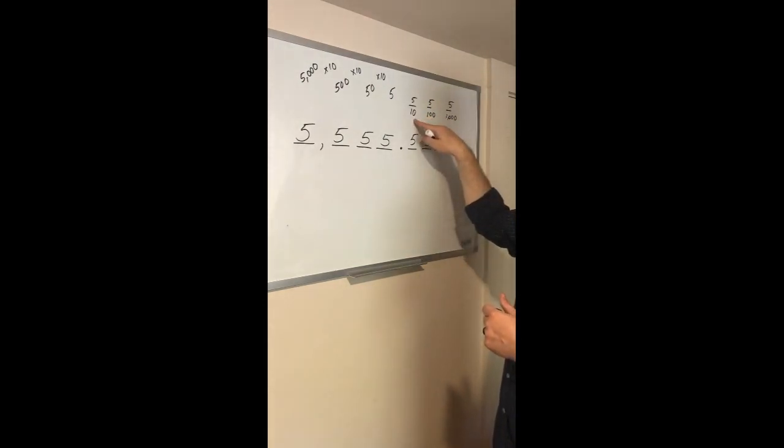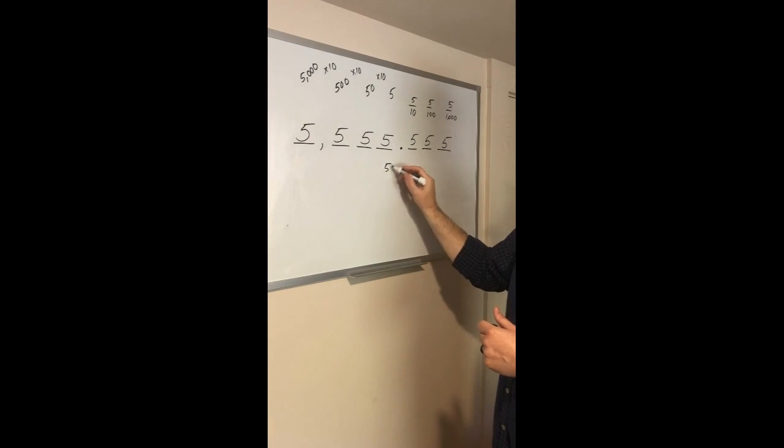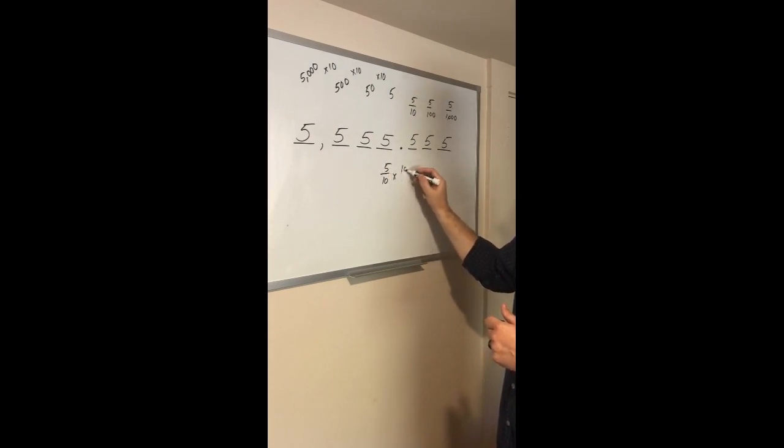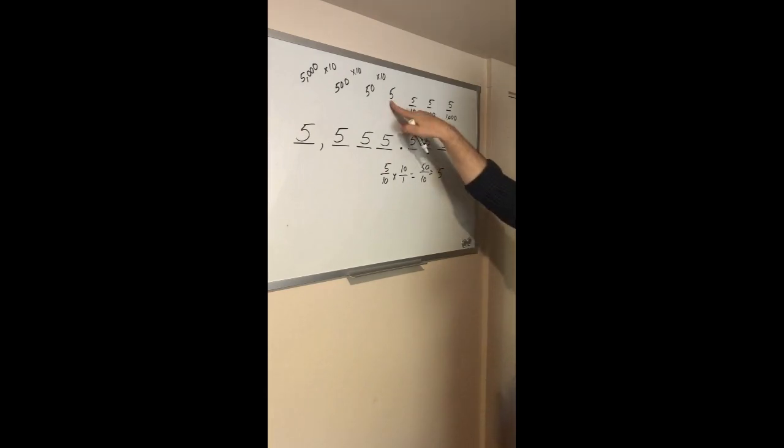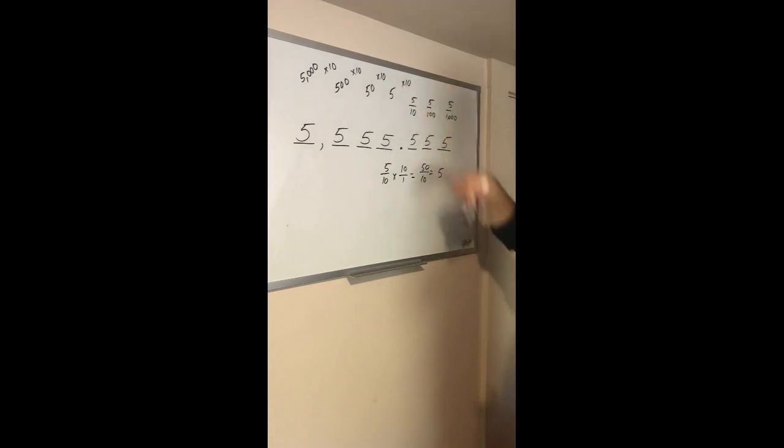Well, one way to do that would be to take this number, 5 tenths, and multiply it by 10. And if you're not sure how to multiply by fractions, that's okay. I'm just going to show you that it does work. 5 times 10 is 50, and 10 times 1 is 10. So that's 50 over 10, which simplifies to 5. And that's what I got, so I know it works.